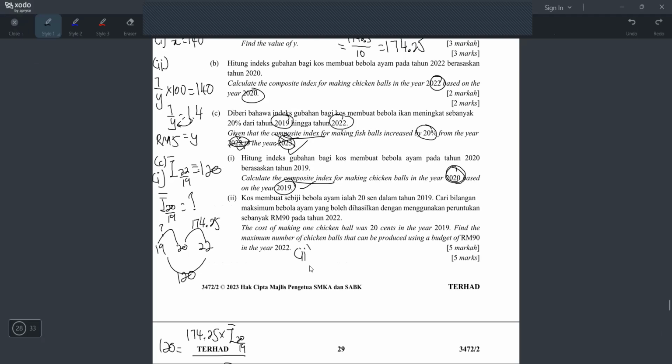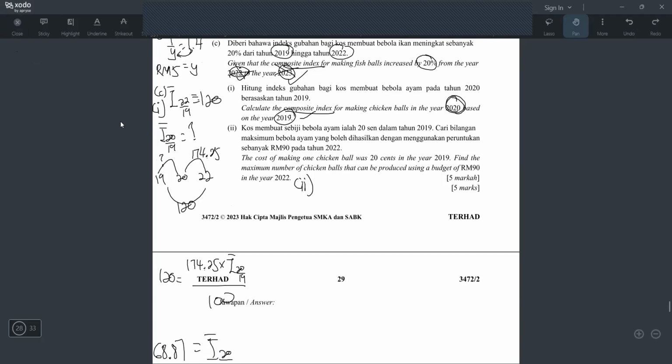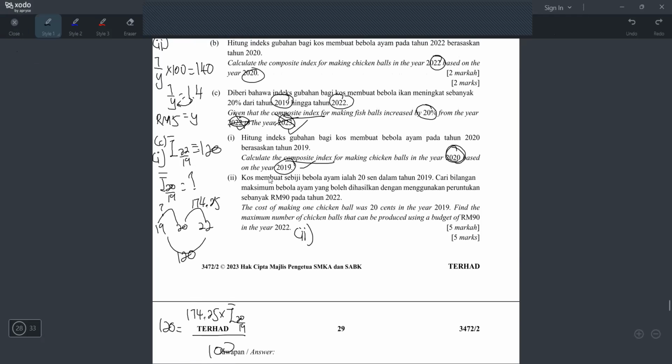Let's do the C part 2. Okay, C part 2 says what? Let's read the question. The cost of making one chicken ball was 20 cents. So this is definitely talking about price, cost, right? So Q 2019 is 20 cents. So RM 0.20. Okay, find the maximum number of chicken balls that can be produced using a budget of 90 ringgit in the year 2022.